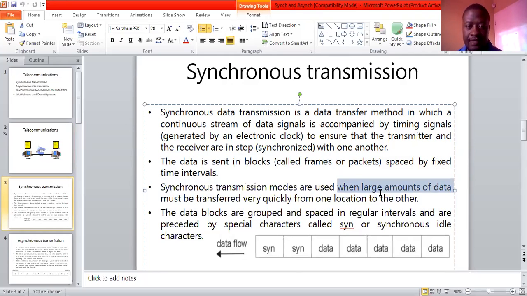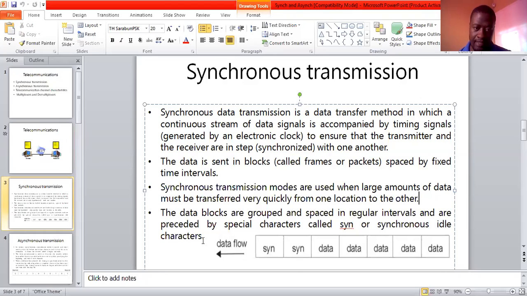So basically, what we are saying here is you have got a source and the receiver, which is the destination where this data is being transferred to. Okay, and then in between here you have these two devices that are connected together, and they have to transfer large amounts of data. So that transmission, whereby large amounts of data are transferred in a quick way from one location to another, whatever takes place there, is what you call a synchronous transmission.